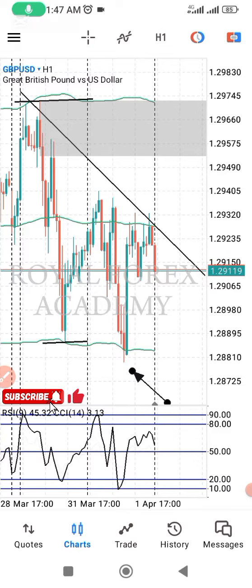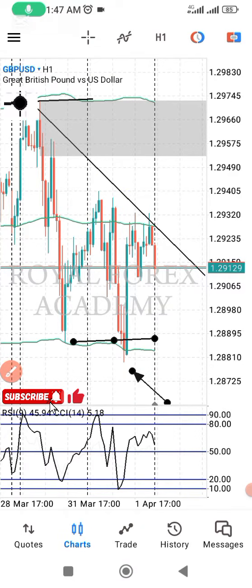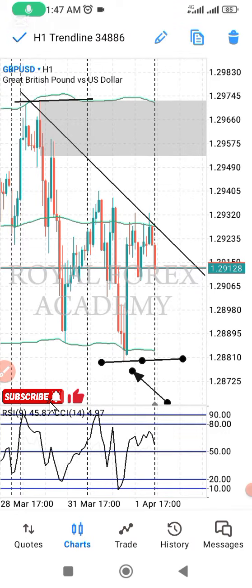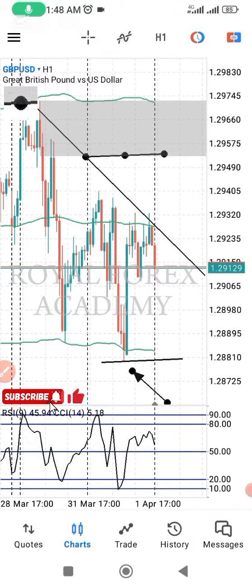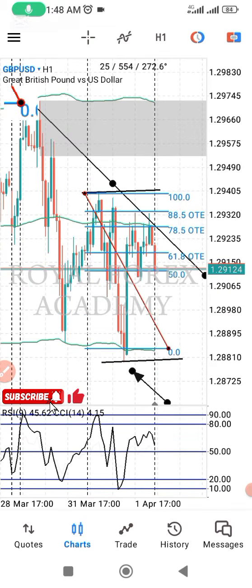So now we have a new range. What is our new range? Our new range now is our new lower high and new lower low. So we'll be connecting our Fibonacci to our new range. So this is the new range, new lower low, and our new lower high. So what do I do? I'll pick my Fibonacci retracement tool and connect it to this new range.